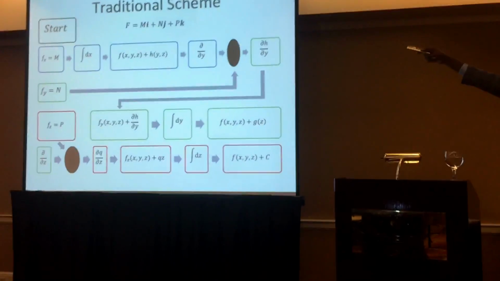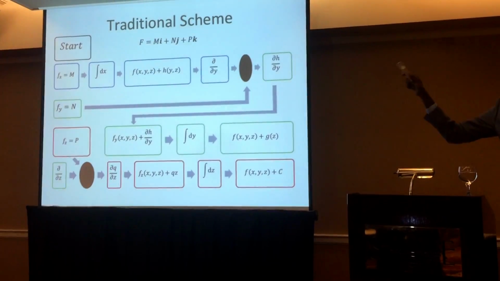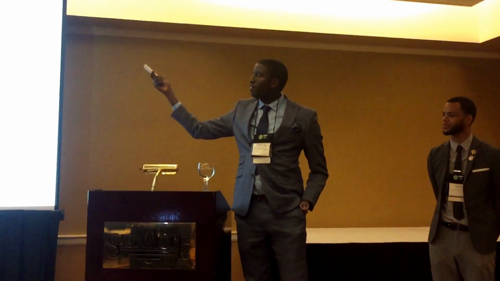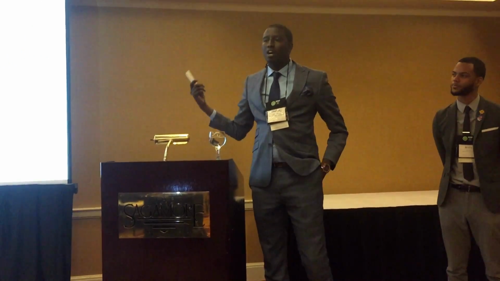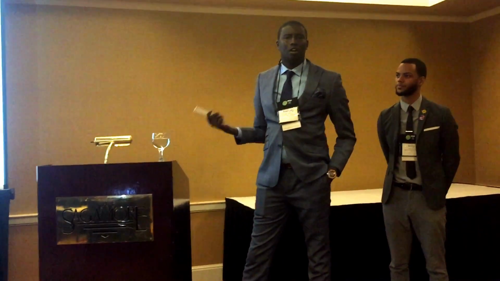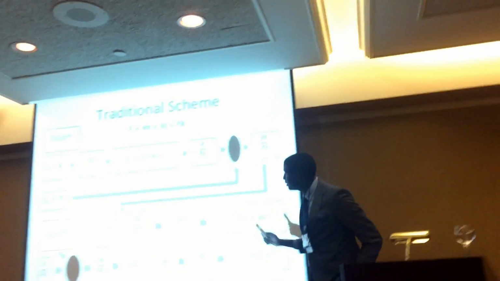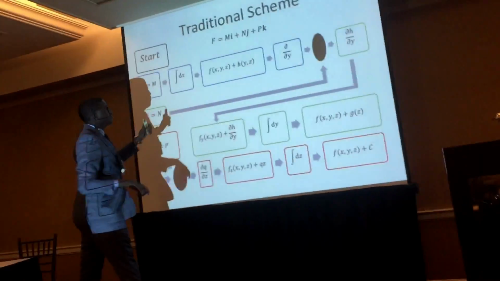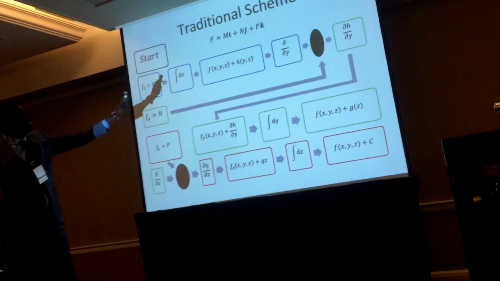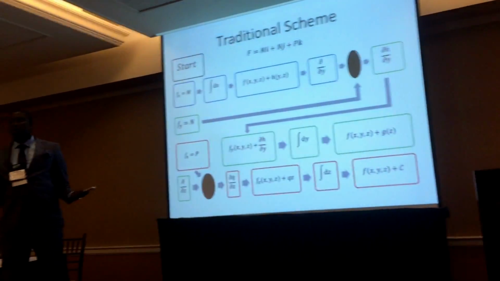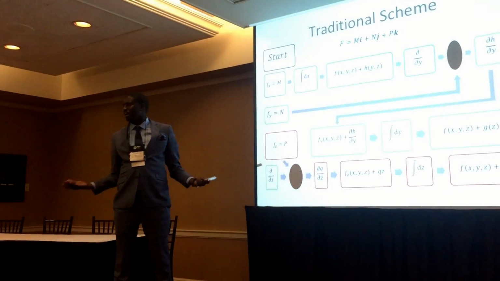Now, if we take the integral of this fx in function of dx, we're going to have a new function, which is f of x, y, z plus a constant. Maybe you are going to wonder why we have this constant, but if we go back and take the derivative of this function, the derivative of h of y, z in function of x is just 0, because this function doesn't depend on x.